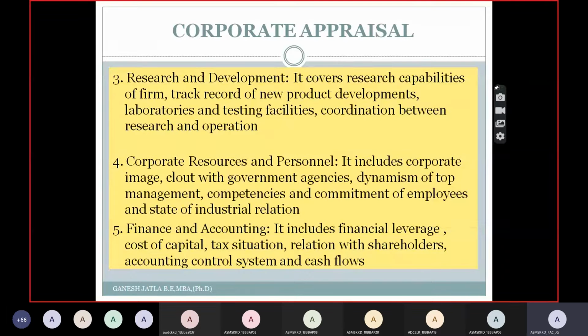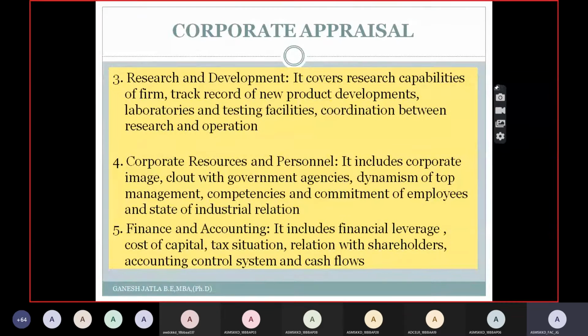All right, we will continue. So this particular one is related to research and development. Then we continue with corporate resources and personnel. So you assess your individual human resource strength, and how this strength is going to be helpful in your organization.